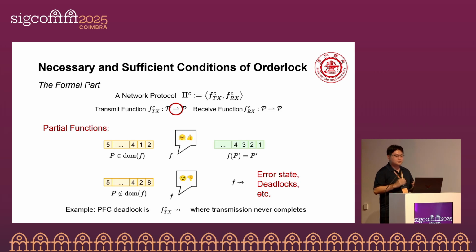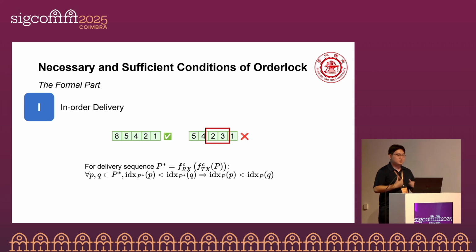We model these as partial functions. This means that they are only defined for valid input sequences. For abnormal sequences that cause an error or deadlock, the function's output is undefined. For example, a PFC deadlock is such a state for the transmit function. Using this model, we can formally define our three features. In-order delivery means that for any two packets in the final delivered sequence, their original sending order is preserved.